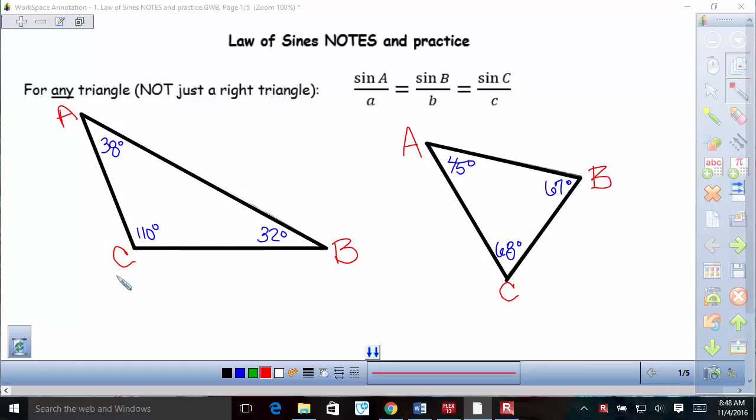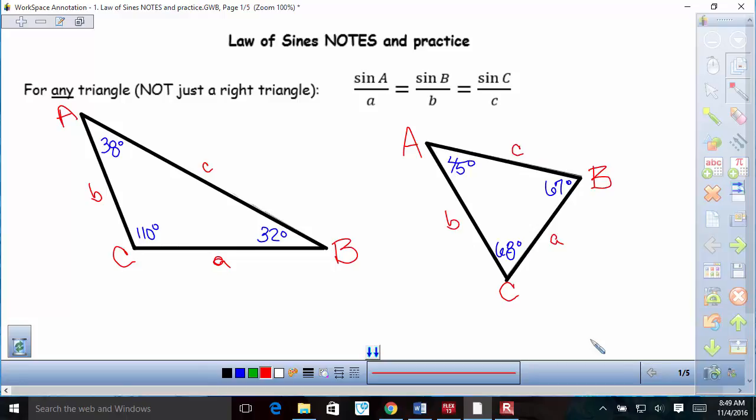Put your A, B, and C. Put your A, B, and C. And then put your little a. Put your little c and your little b, just to remember that that's what you're looking for every time. Little a, little b, little c. Little a, little b, and little c.